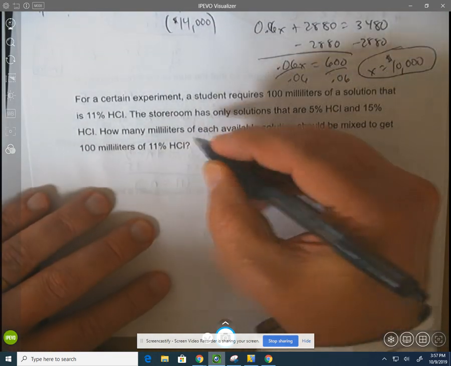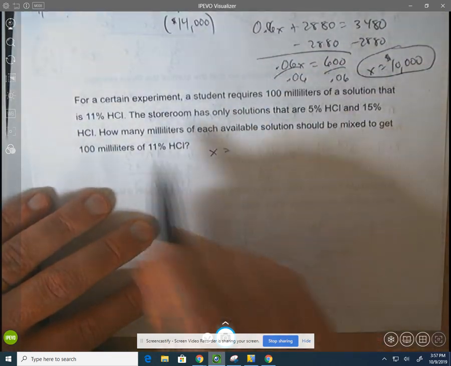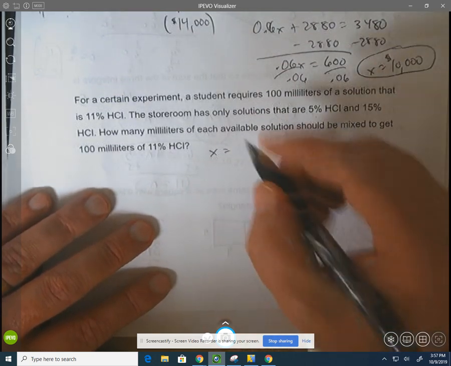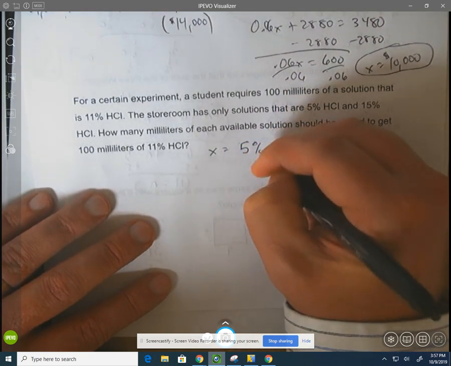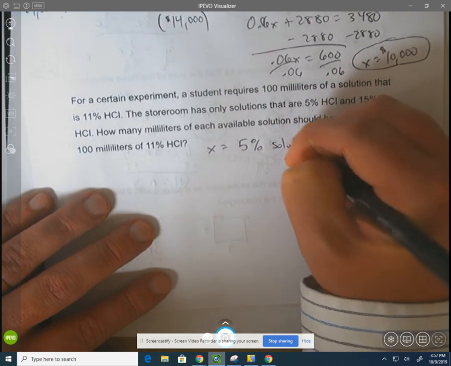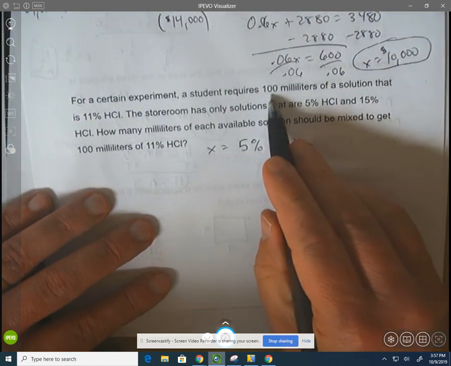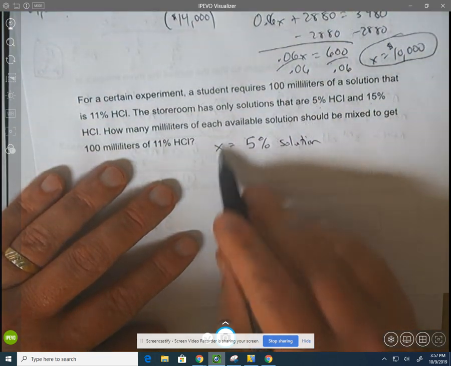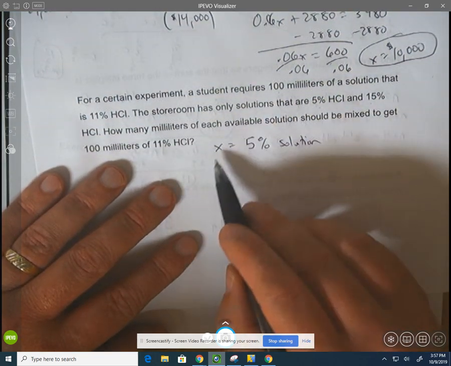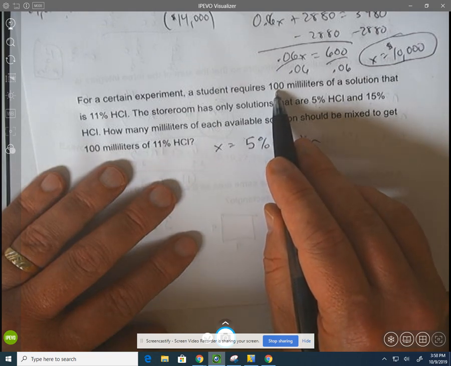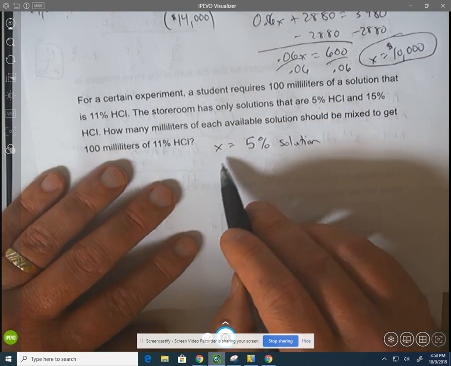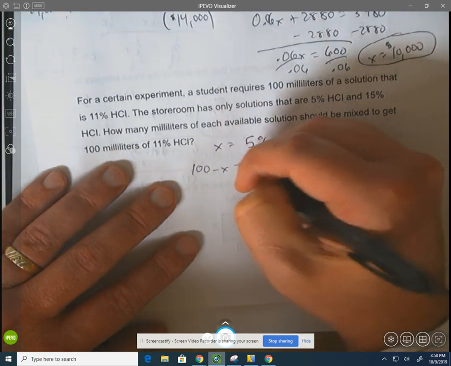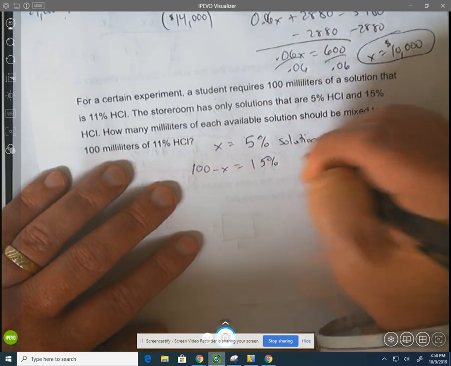Again, I've got two unknowns here. How much of this do I need and how much of this do I need? I'm going to let X be the amount of 5% solution. And since I want 100 milliliters altogether, I could use a second variable here, but then I need two different equations to solve it. I want to keep this in terms of one variable. So if I need 100 milliliters altogether and I've used X of it here, the rest of it must be 100 minus X, and that's my 15% solution.